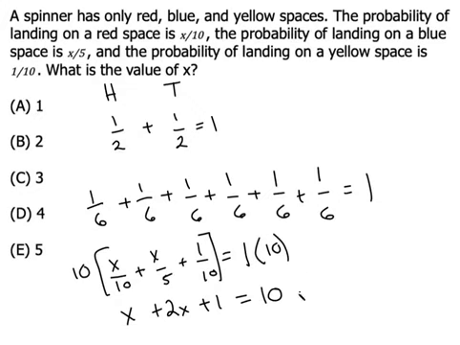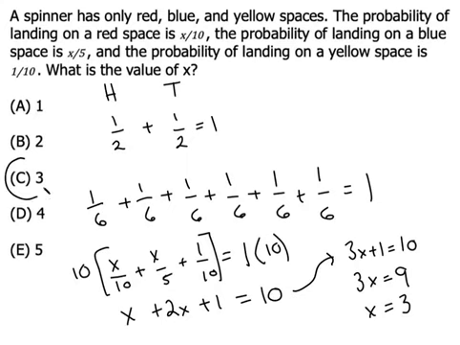Great. Now I just need to combine like terms. I'll carry this over here. 3x plus 1 equals 10. Subtract 1 on each side. I got 3x equals 9, and x equals 3. So C is the correct answer here.